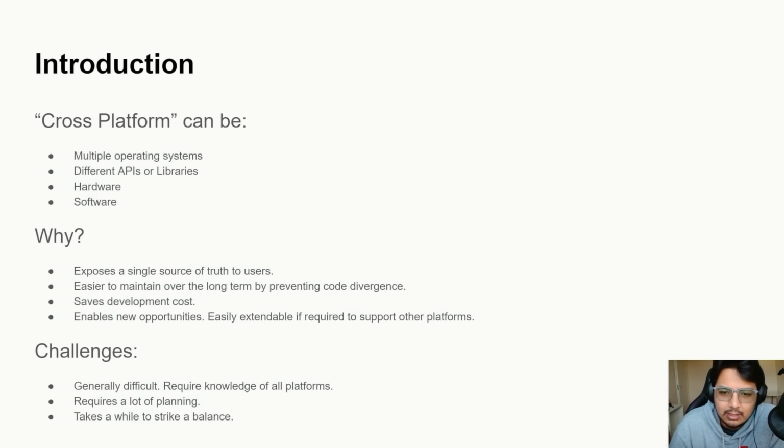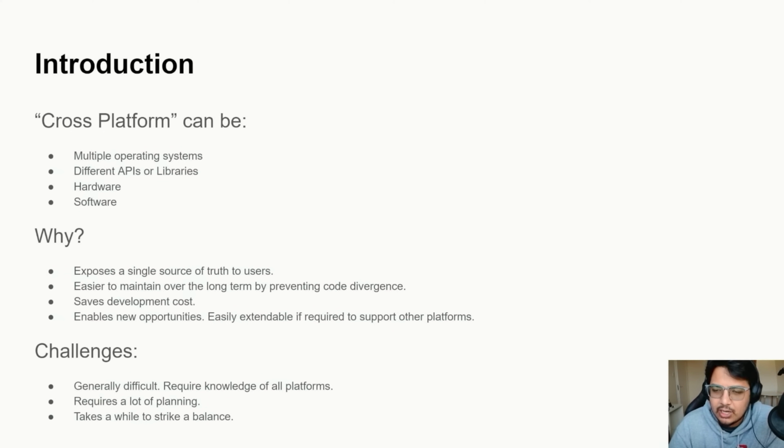All right. The next thing is that it becomes easier to maintain in the long term because it prevents code divergence. Also, it saves development costs. Of course, there is that initial upfront development cost, which can be pretty costly. But as with all things in software engineering, the initial upfront cost is always expensive. And also, it enables new opportunities for the business. So imagine you already have the abstraction layer, and then you want to support a new platform. Well, you already have the skeleton. You already have the structure. So all you have to do is just extend it.